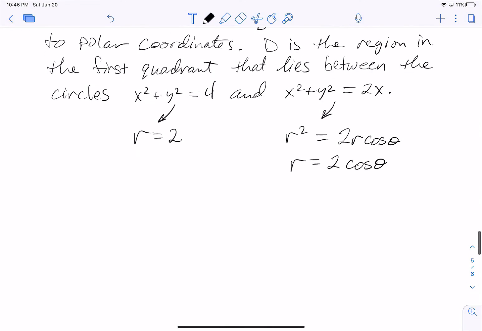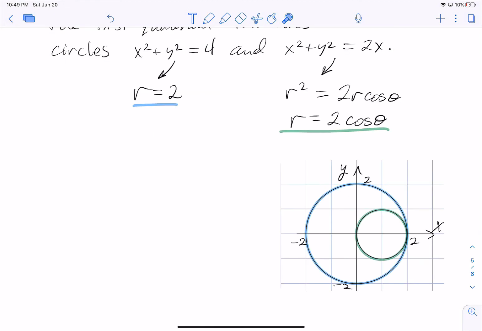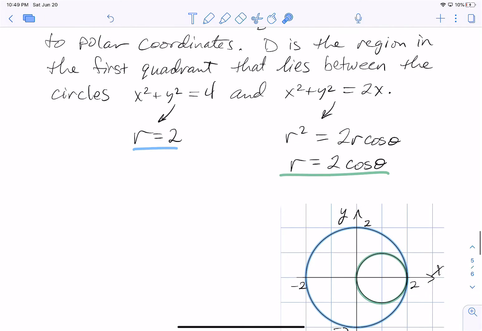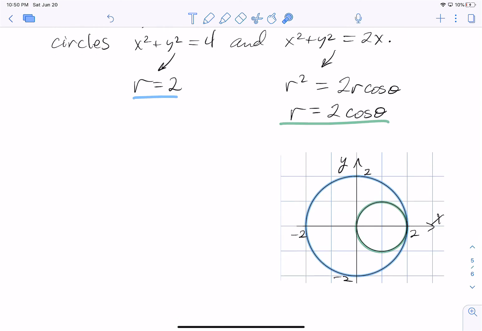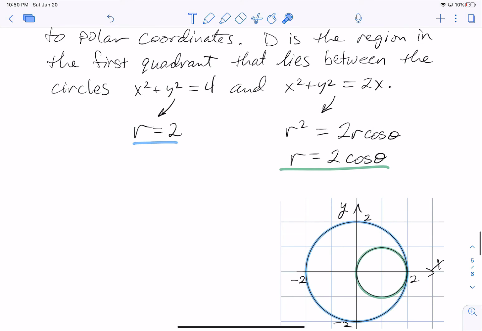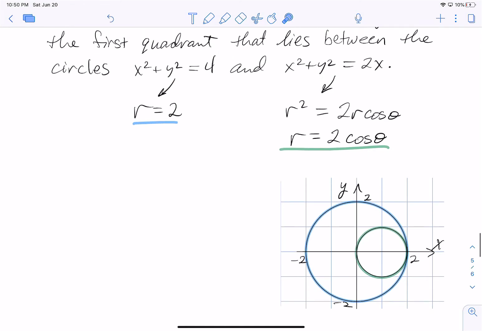We're going to sketch the graph of this region. Just a quick little sketch here. Since we are told we're in the first quadrant, we're only looking at the angles between 0 and pi over 2. Even though this is in polar coordinates, since these are circles, I went ahead and put it on a rectangular grid. Now we're talking about, in the first quadrant, the region that lies between the two circles.